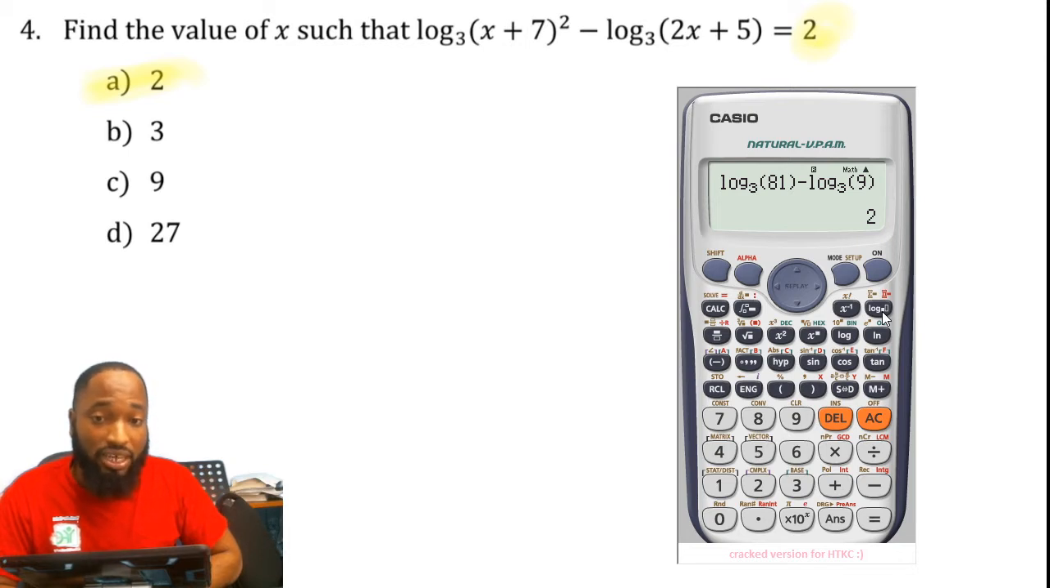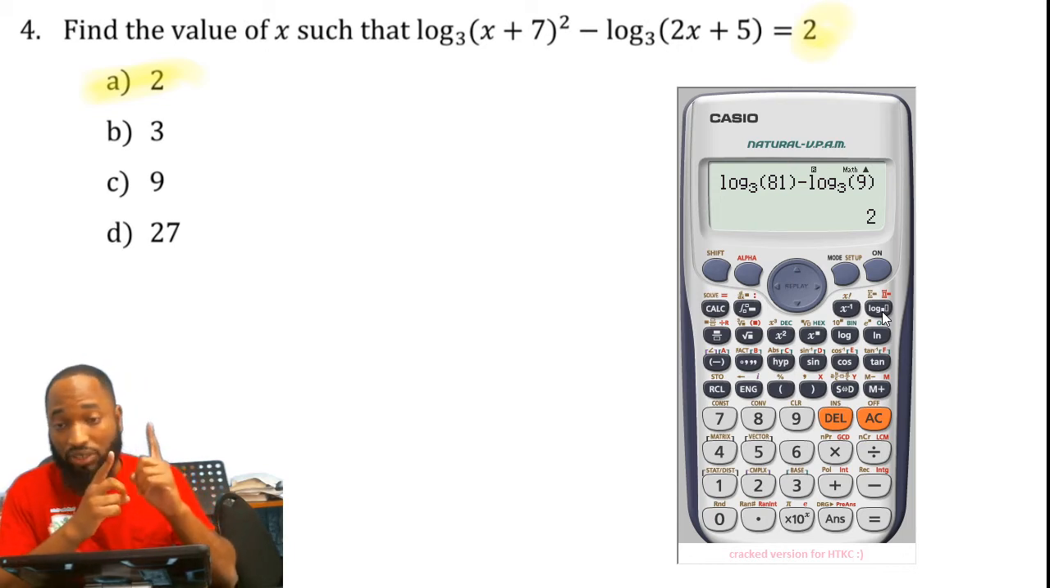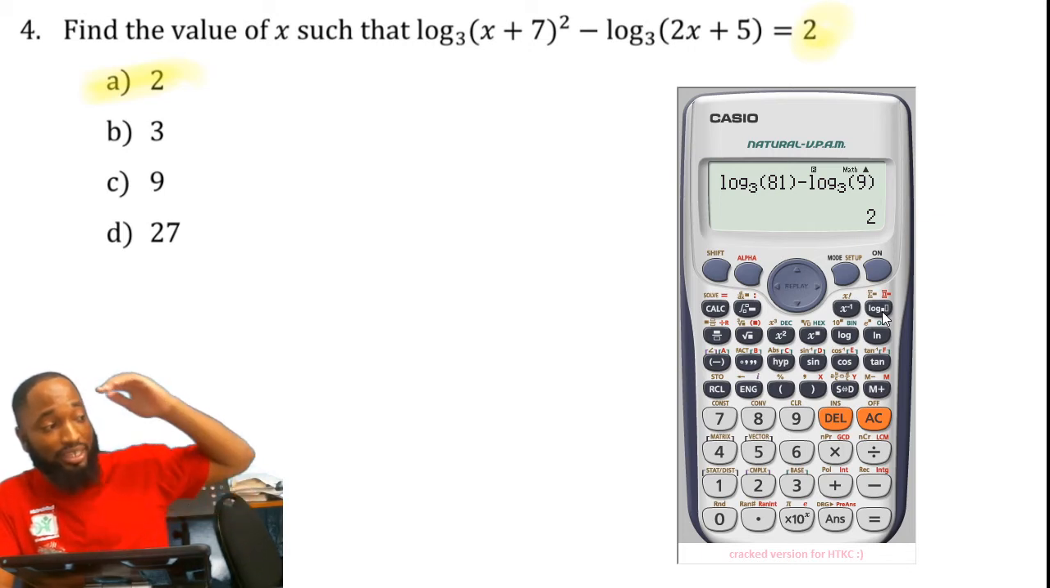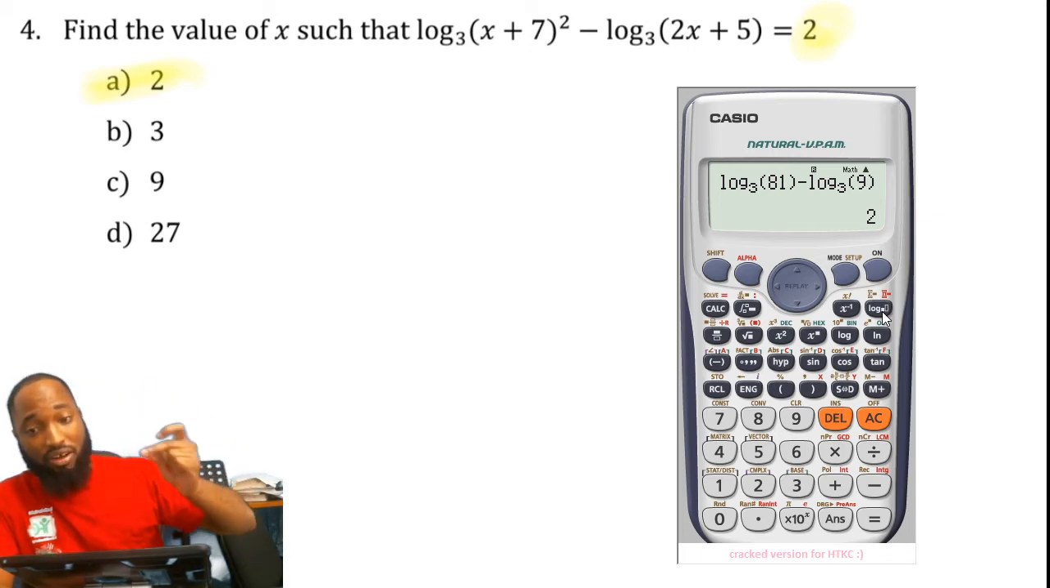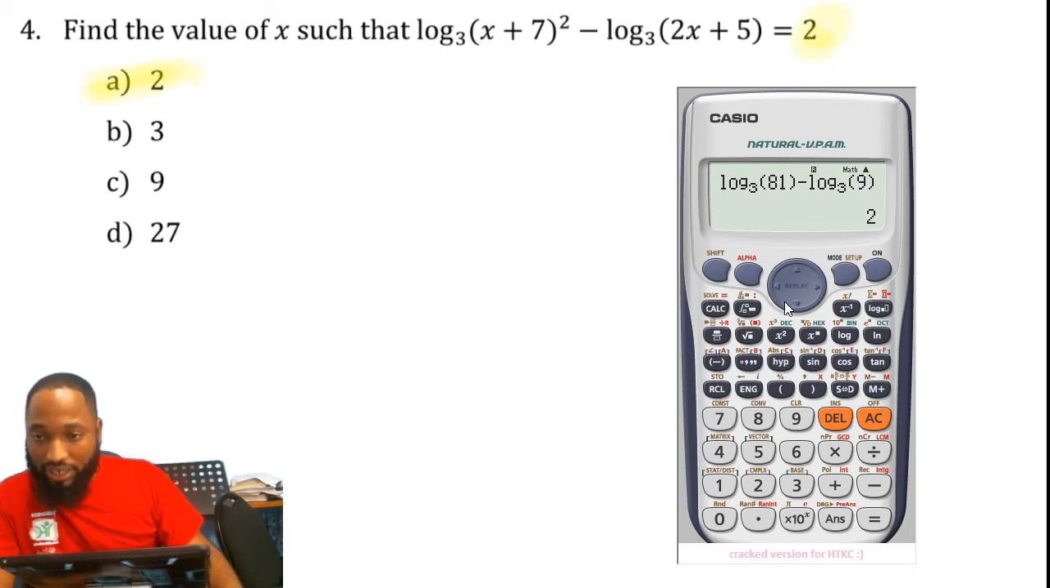Say why in the chat if you understand this. Watch how fast you get the answer just putting it in your calculator. This kind of question always comes. You'll always get a kind of log of this, take away log of that, or log of this plus log of that equal to some number, and you need to find it. And I'm telling you now, me and 58 of y'all, this question can be solved on your calculator in seconds. You just put in the answers into your calculator and see which one works to give you 2. I hope I'll use this too, yes?